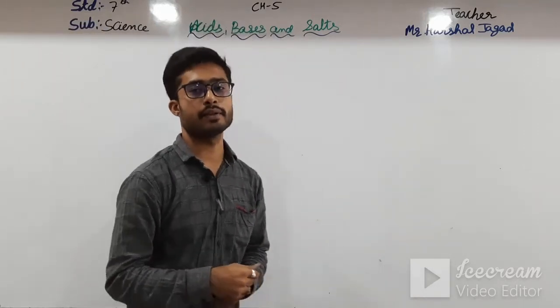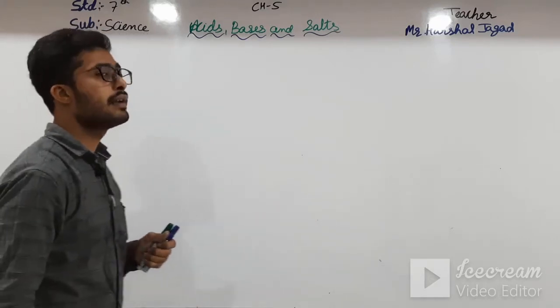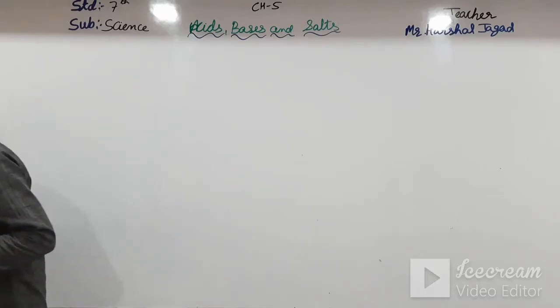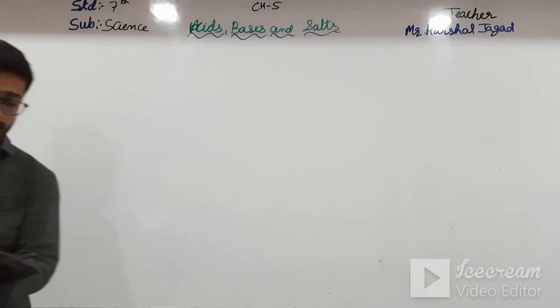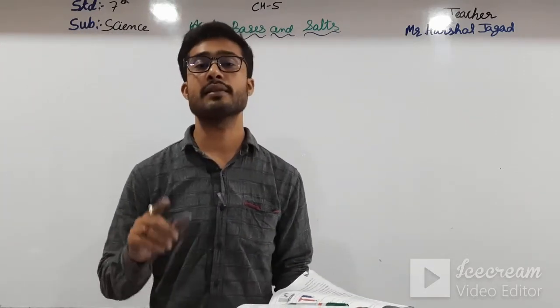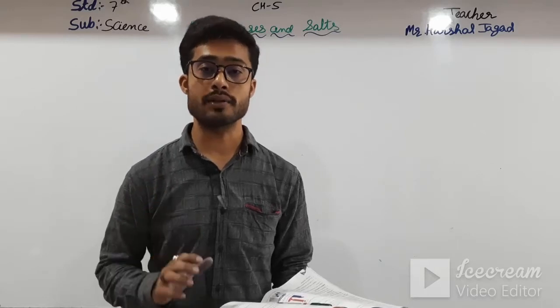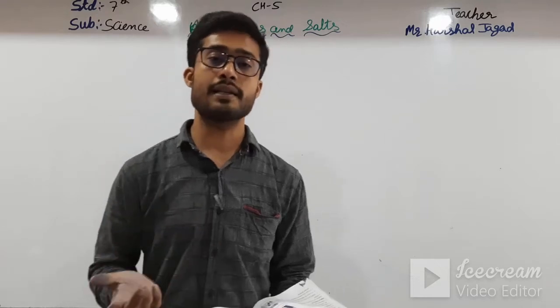So in the previous videos we have been going through chapter number 5, acid, base and salt. Further, we have just reached the strong and weak acids. Okay students, we have just reached the strong and weak acids. Now moving further, in strong acids and weak acids, we have seen that the strong acids which are highly corrosive are known as strong acids, and weak acids are not as corrosive as the strong acids.